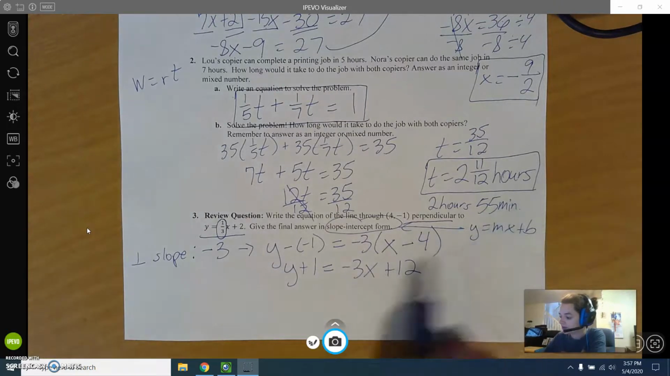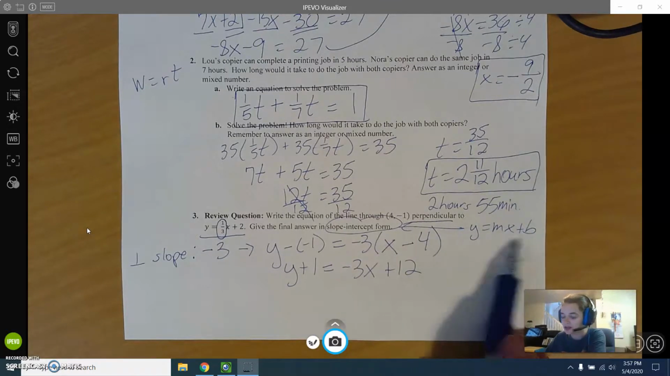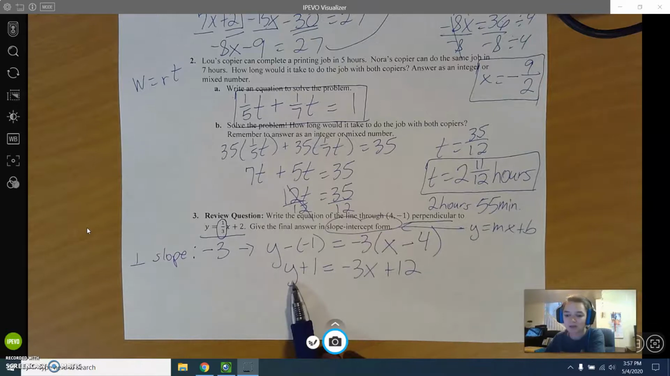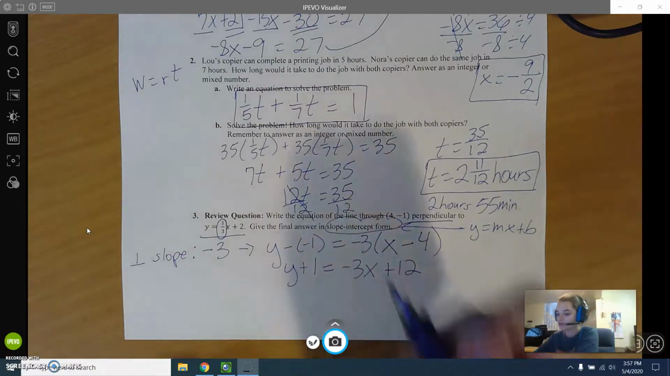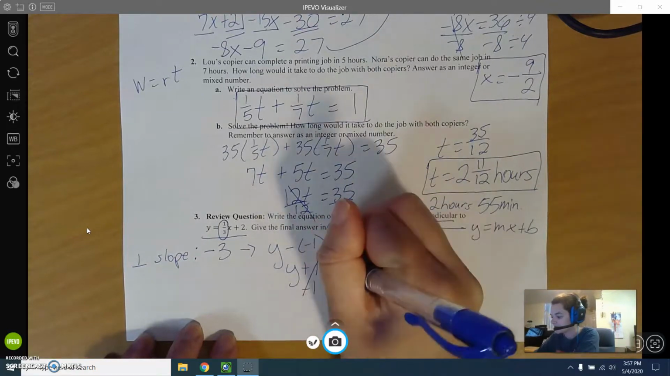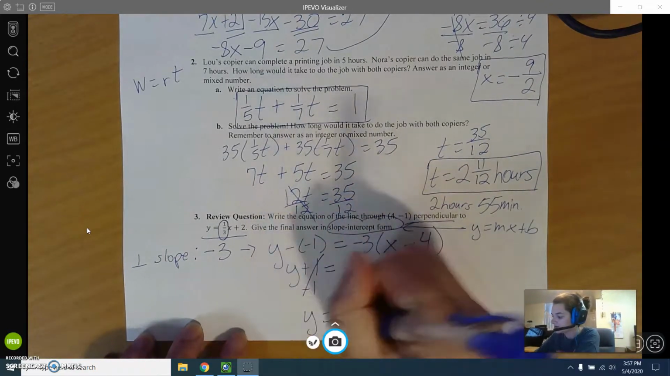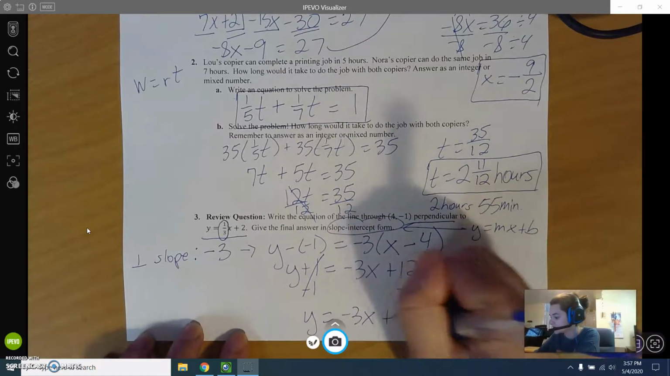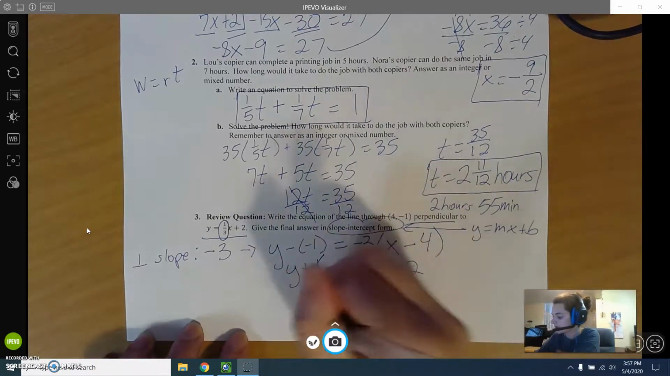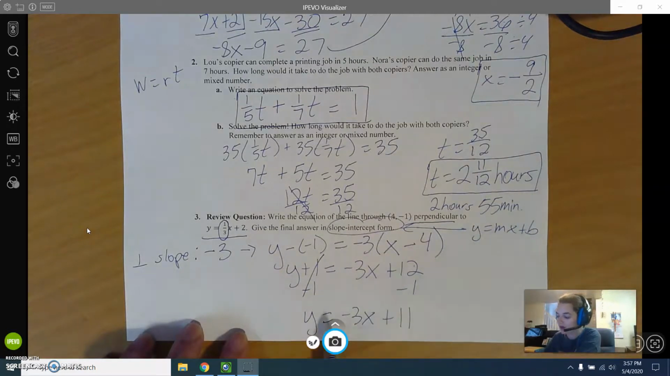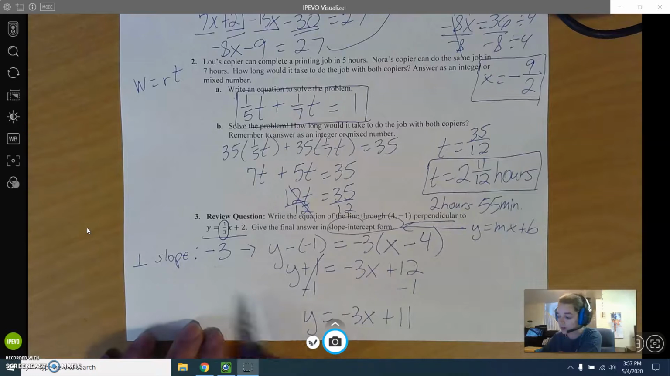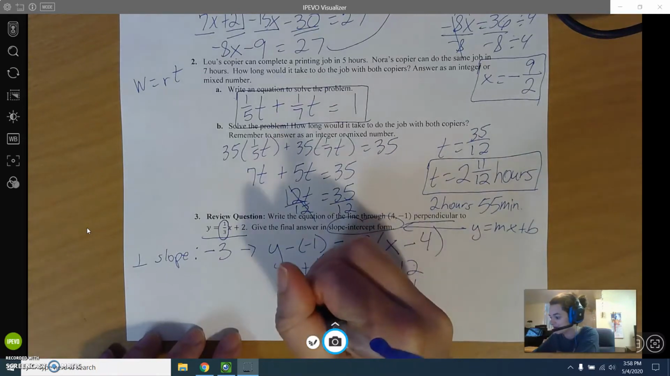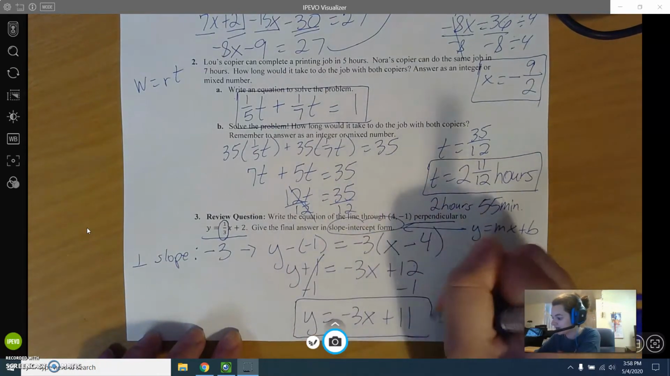Okay? The only difference between where I am and where I want to be is that this has a y equals, and I have a y plus 1 equals. So to get rid of that plus 1, I'm going to subtract 1 from both sides. So now I'll have y equals -3x plus 12 minus 1, which is 11. That's in slope-intercept form, because I've got y equals my slope, which is -3, which matches what it should be, plus a y-intercept, plus a nice number. So apparently it crosses the y-axis at 11 for the y-coordinate, so it'd be a 0, 11 point. But that is my final answer.